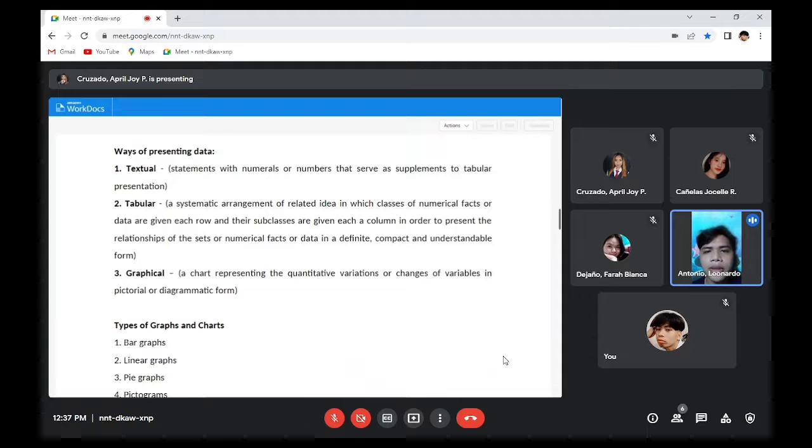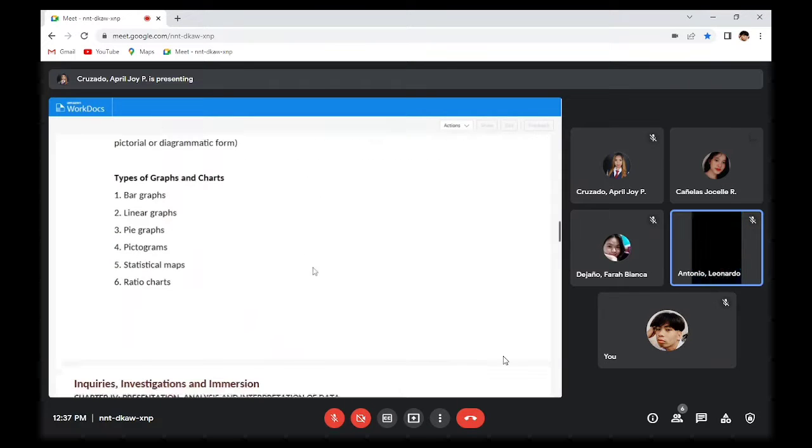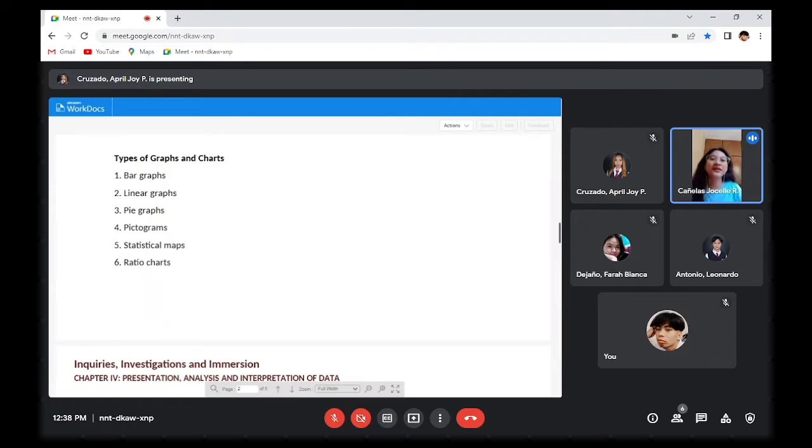Next reporter, please. So we have six types of graphs and charts. Number one is bar graphs that present categorical data with rectangular bars with height or length proportional to the values they represent.